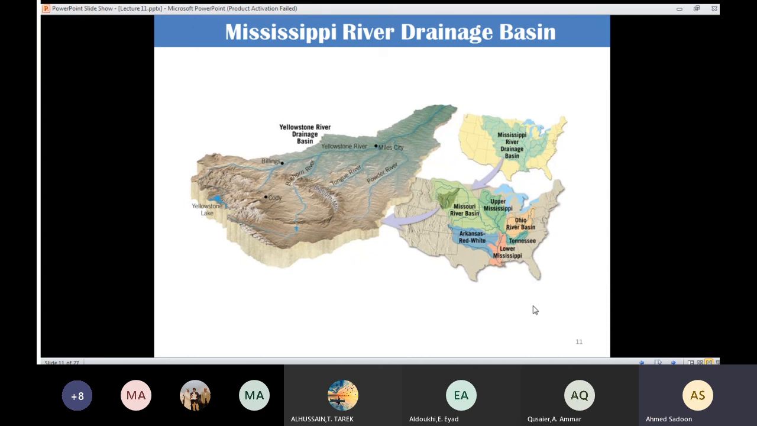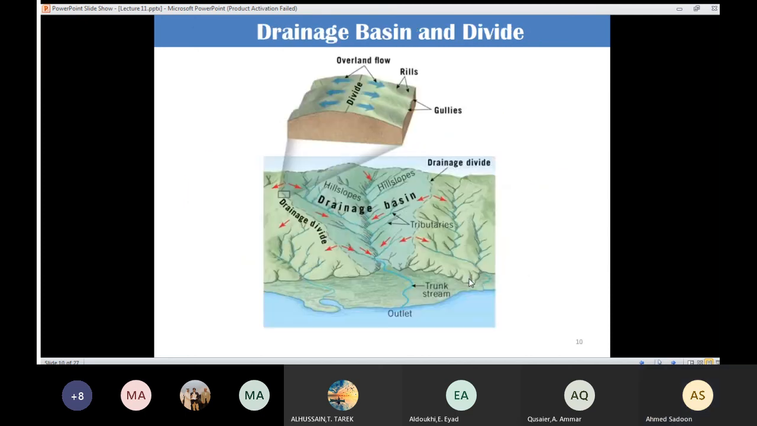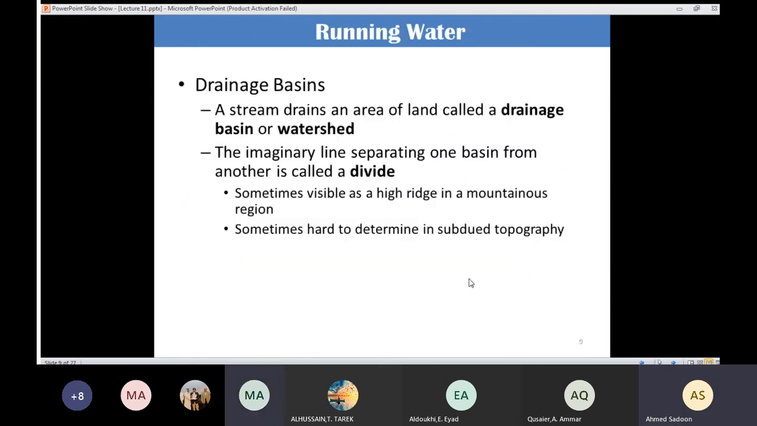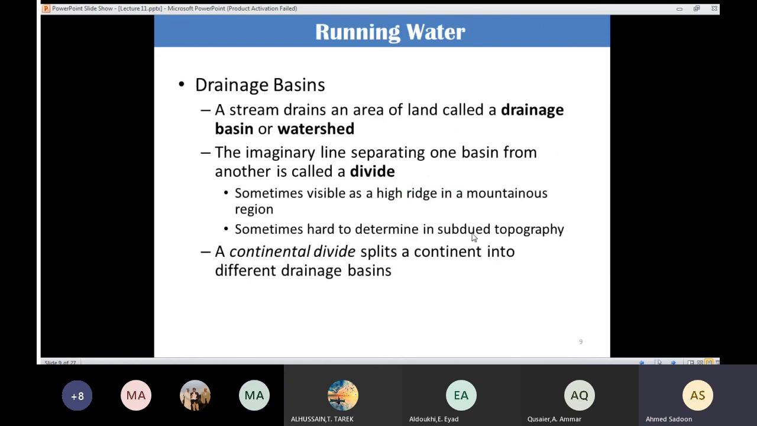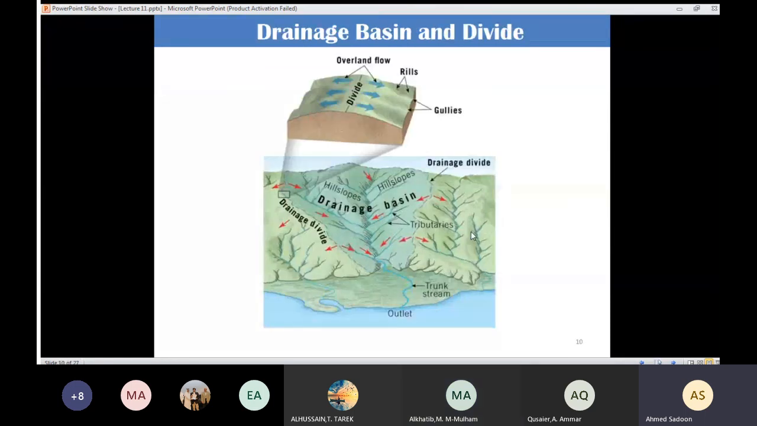Okay, is that point clear for all of you? The drainage basin and the drainage divide, is it clear for you? Yes, clear. Yes, so let's move on if it's clear.